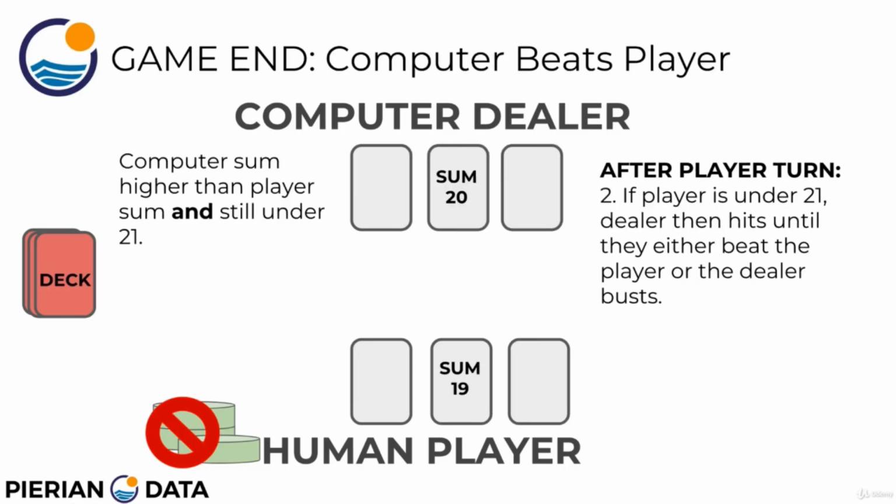The second way the game can end is if the computer beats the player. What happens is the human player goes, they start collecting cards, and then they decide to eventually stay.